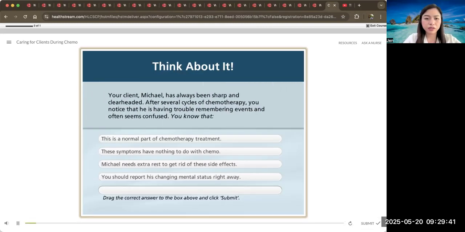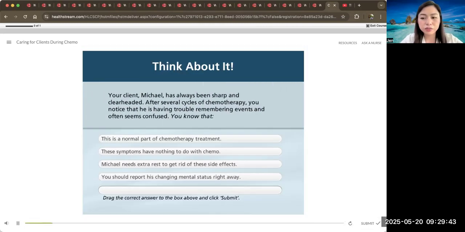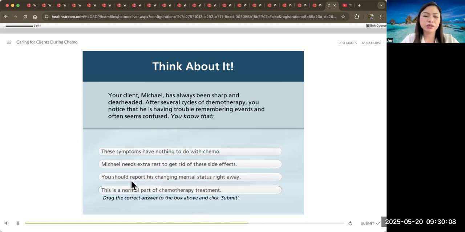Think about it. Your client, Michael, has always been sharp and clear-headed. After several cycles of chemotherapy, you notice that he is having trouble remembering events and often seems confused. You know that this is a normal part of chemotherapy treatment? These symptoms have nothing to do with it? No. Michael needs extra rest? No. You should report his changing mental state right away.